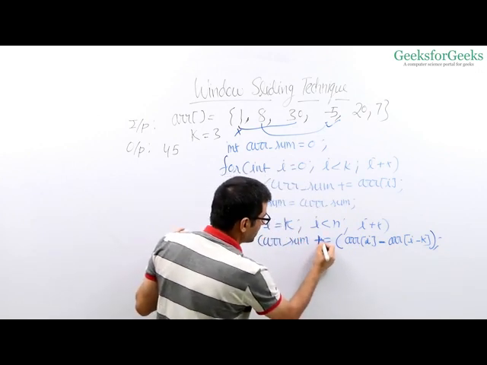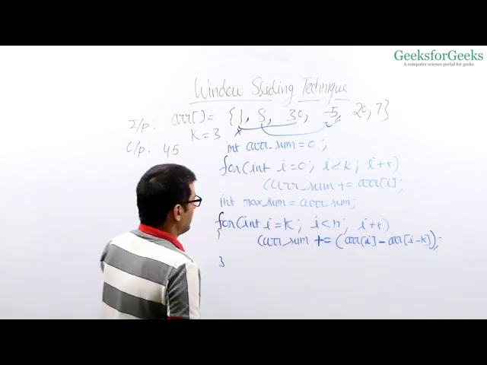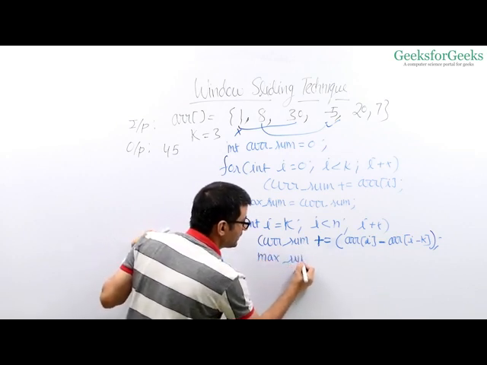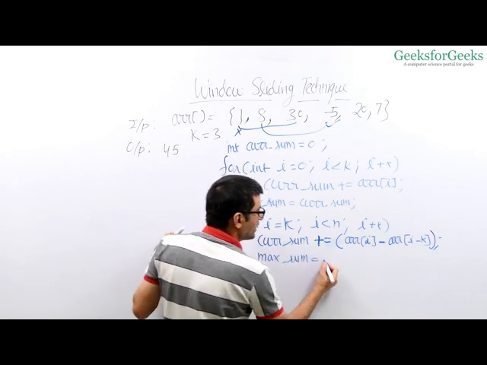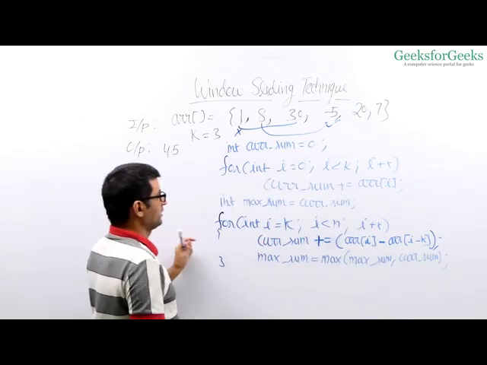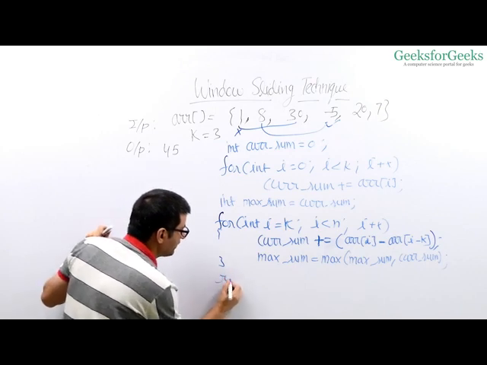I have a plus equal to sign here, right? Now I simply need to compare this with max sum. If max sum is smaller than current sum, then I update the max sum, right? That's how I get the max sum, and I simply return max sum at the end.